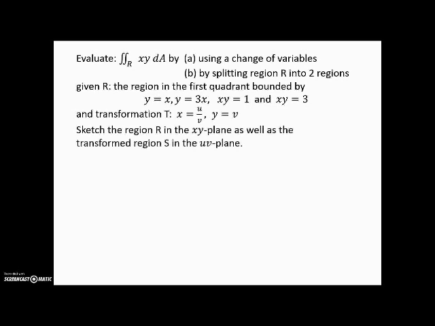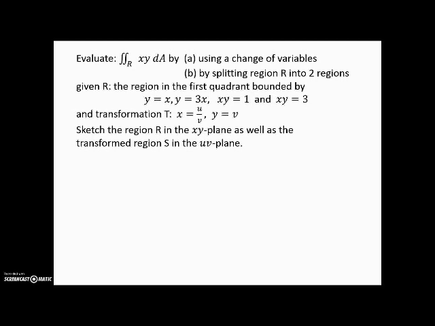Okay, so the reason this is different is, first of all, we have an integral. We're not just doing the area. We're integrating over the region the function z equals xy. So that's going to be a little different. And then there are a few other things that come out differently, as you'll see.